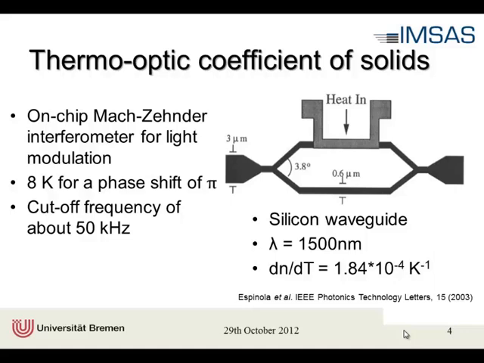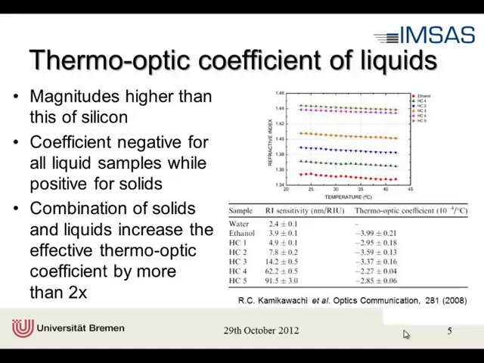If we now imagine that we can increase this coefficient somehow, this would mean that a smaller temperature change would be sufficient to reach the phase shift of pi. This means that the cooling and heating times would be shortened, and we could end up with an increased overall cutoff frequency. And this is where liquids come in.